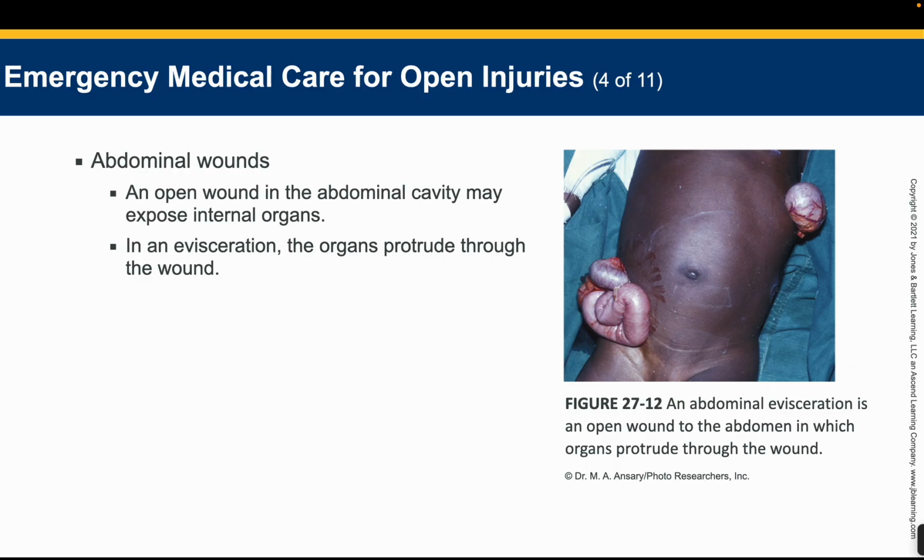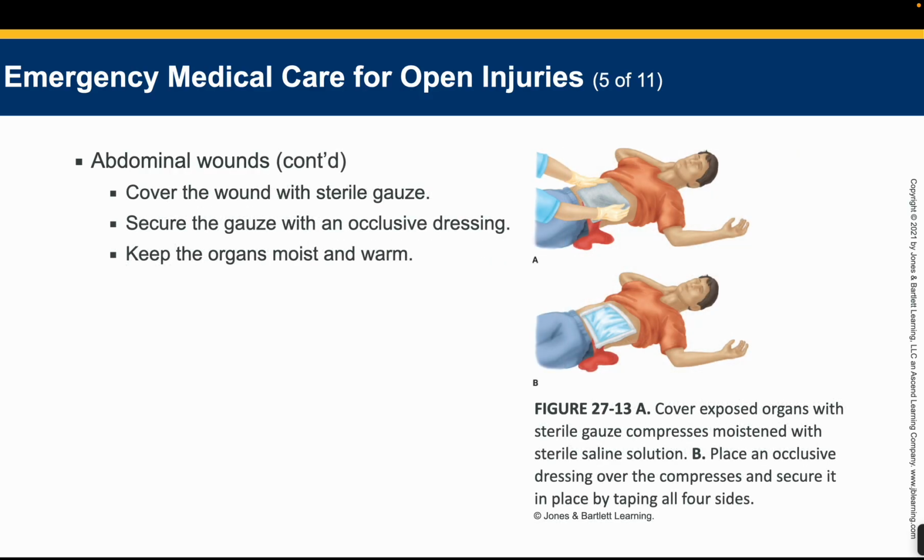So your focus is on protection, preventing further damage, and getting them to the hospital quickly. Continuing with abdominal injuries, your management is focused on protecting the wound and the organs. You'll start by covering the area with sterile gauze, ideally moistened, to help prevent the tissues from drying out. Then secure it with an occlusive dressing to keep everything in place and reduce further contamination. And a key point, you want to keep the exposed organs moist and warm.